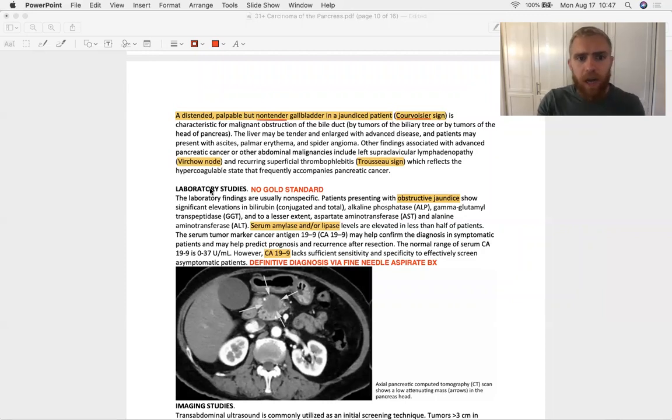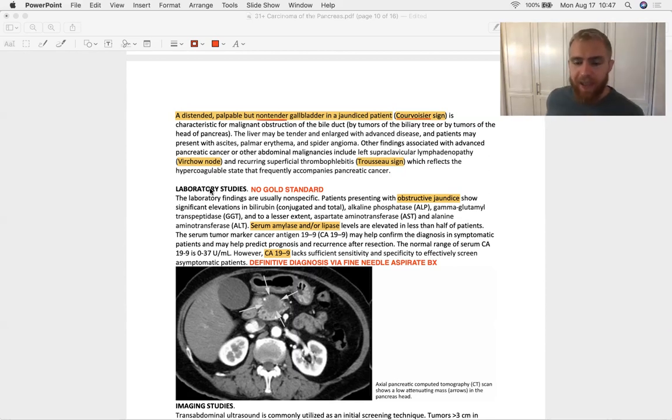And then you might see Virchow's node, which is going to be left supraclavicular, right there over the apex of the lung. And a lot of cancers like to metastasize there. Lung cancer does, gastric cancer does. Trousseau sign, you might see that. That's going to be spontaneous clotting.